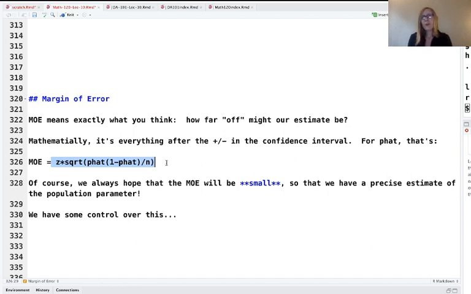Now, of course, we're always hoping that the margin of error is small. Makes sense, right? Of course, error seems bad, so we don't want much of it. We want this thing to be small. That's going to give us a precise estimate for what the true population parameter is. We hope to zoom in and see exactly what's going on. The good news is we do have some control over this, and that's really what this lecture is going to be about. What factors influence the margin of error, and what sort of control do we have over them? I think it's a really interesting topic.